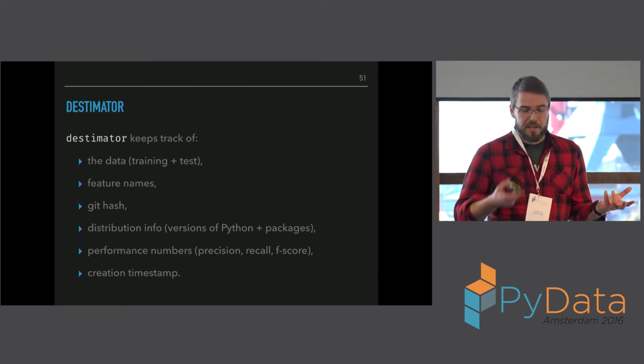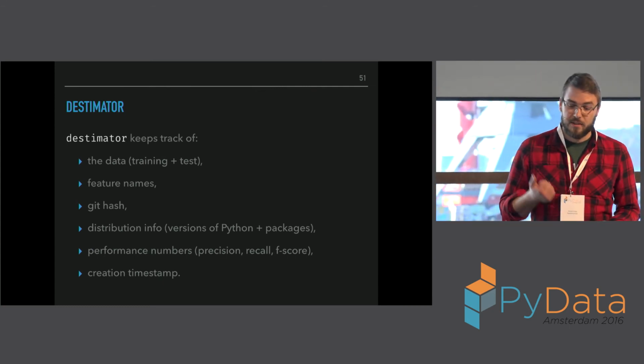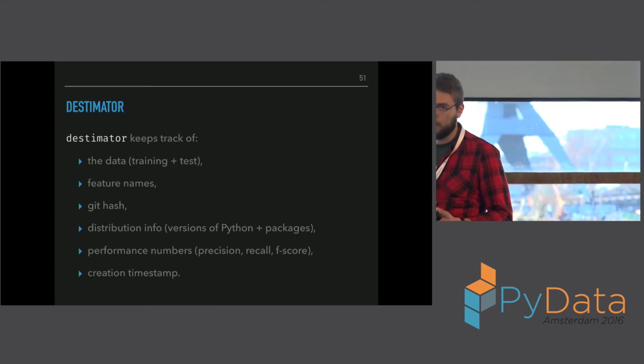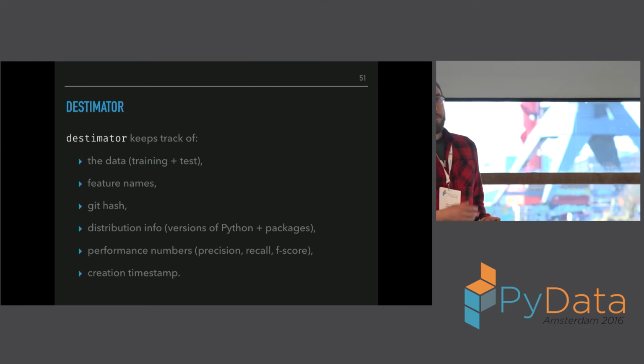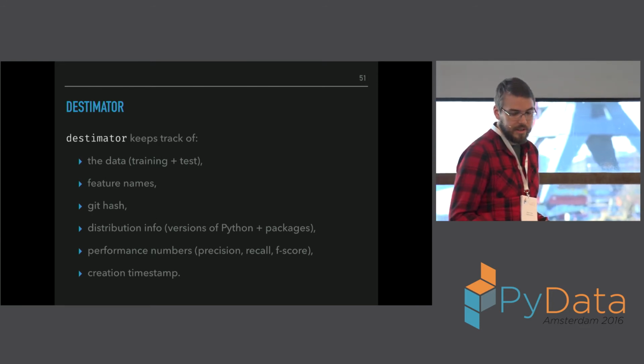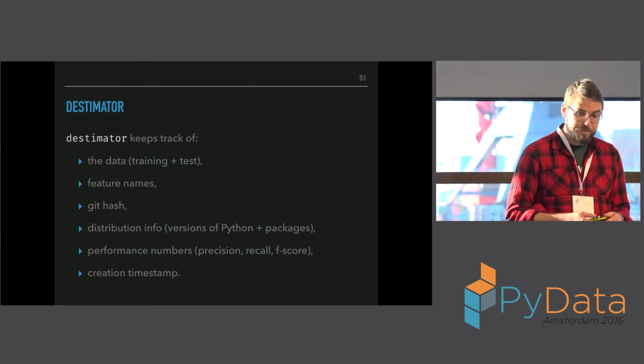And specifically, we keep track of all these things. So we get the data, the names of the features, the hash of the Git code that generated the data, information about all the package versions, performance numbers, and when it was created.